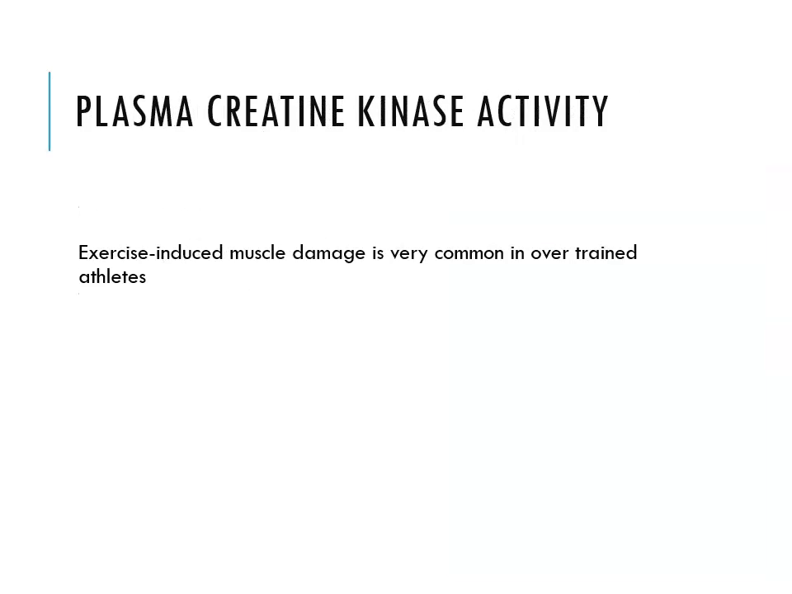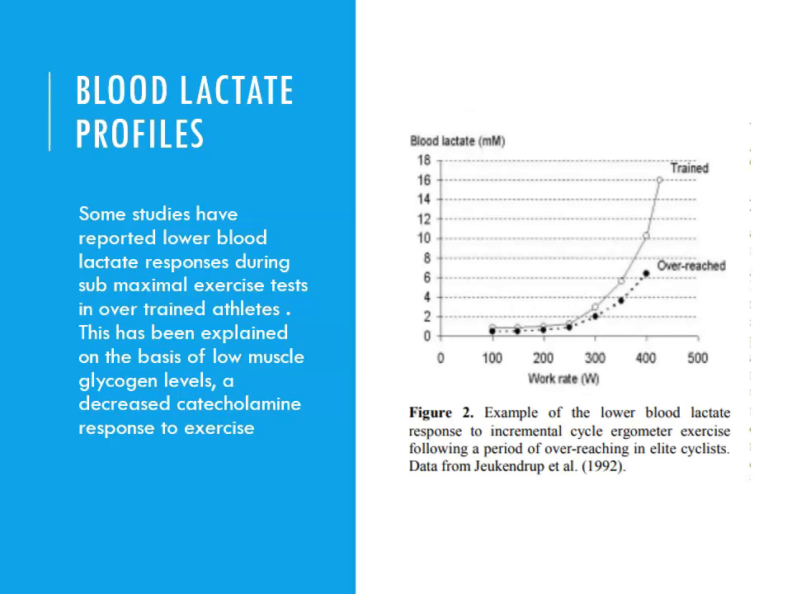Along with the above set parameters, the estimation of creatine kinase activity will give information about exercise induced muscle damage and recovery in athletes. Overtraining may lead to decreased glycogen storage in the muscles. Some studies have reported lower blood lactate responses during submaximal exercise test in overtrained athletes. This has been explained on the basis of low muscle glycogen levels and decreased catecholamine responses to exercise in overreached athletes.